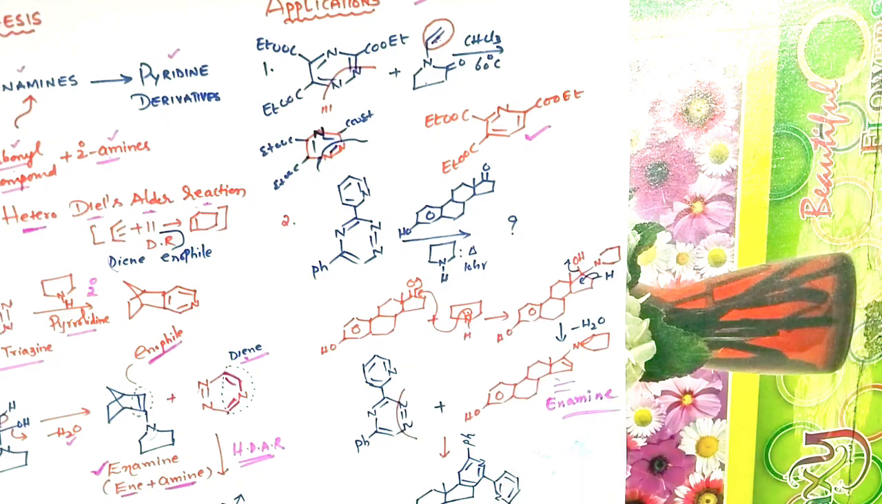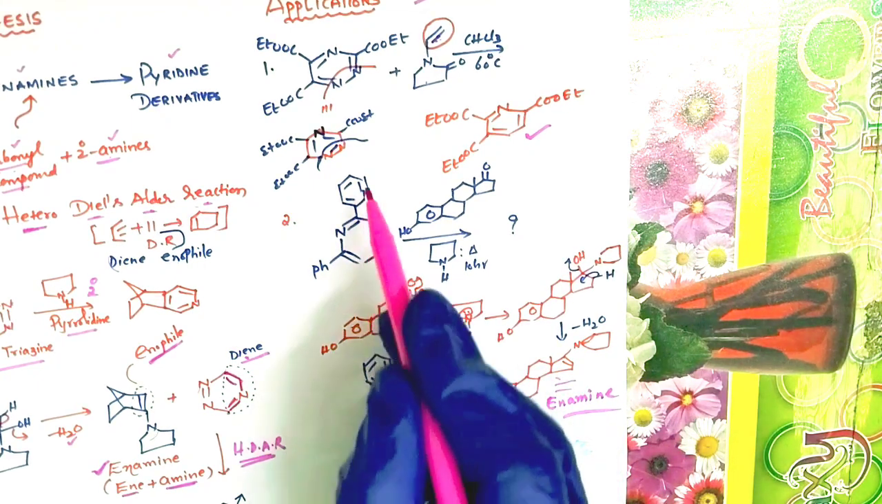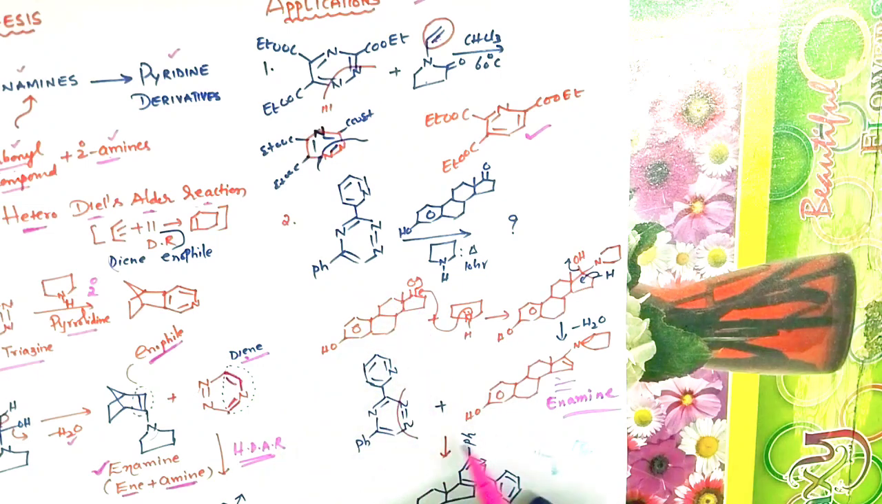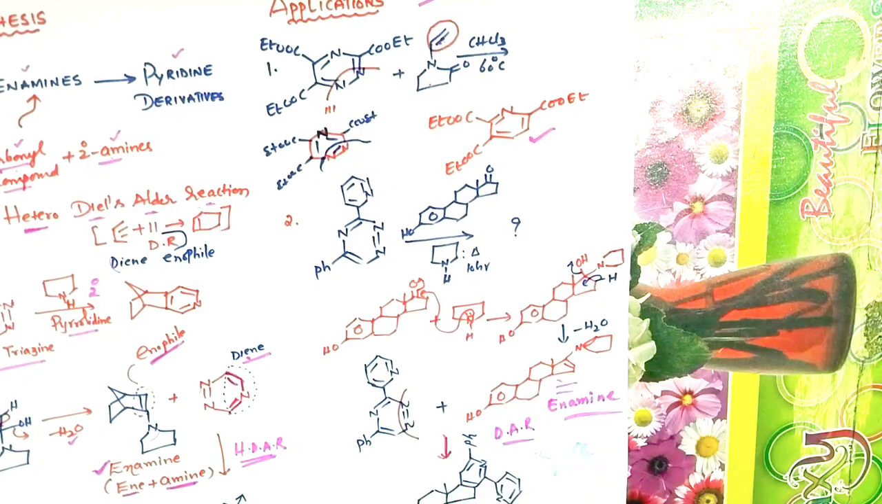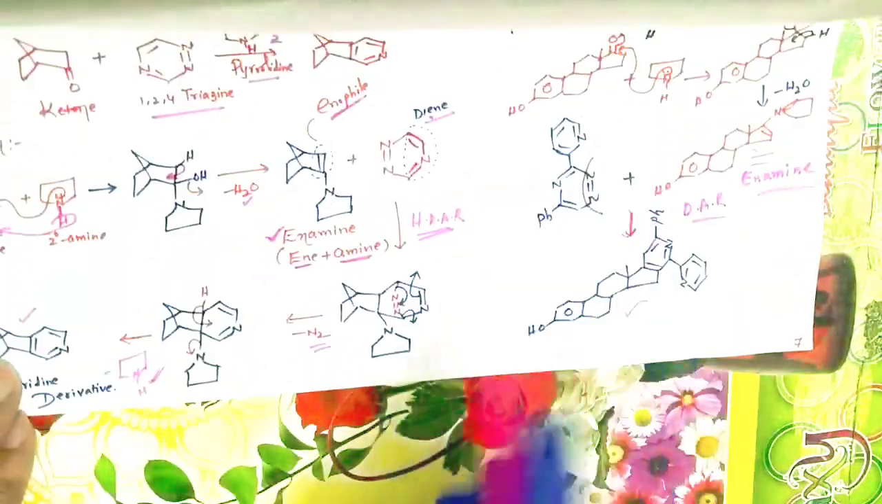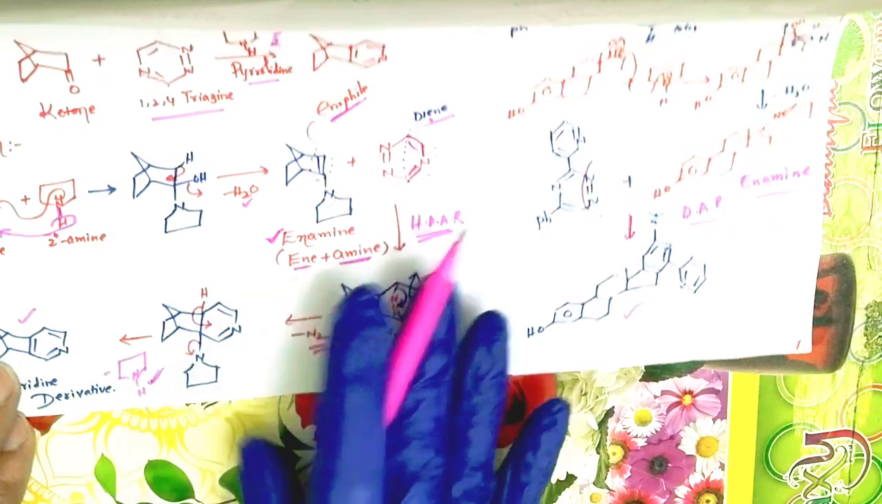En plus amine, enamine. The enamine is treated with the triazine moiety, this moiety. This is involved in what? The Diels-Alder reaction. In the Diels-Alder reaction, what we are observing is this kind of situation. Formation of the cyclic adduct and decomposition of the nitrogen will take place.